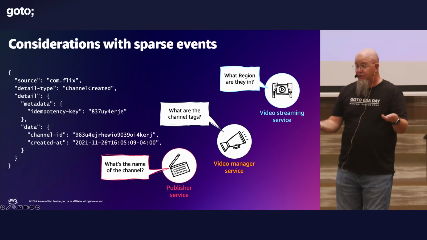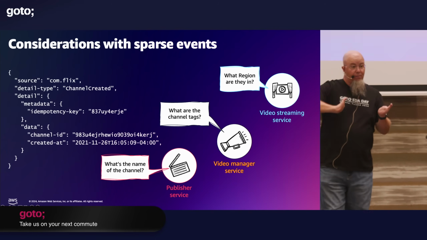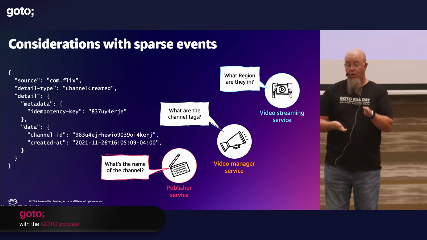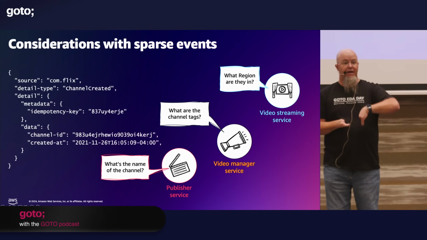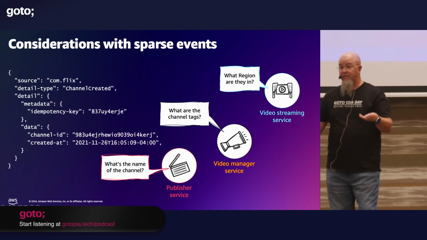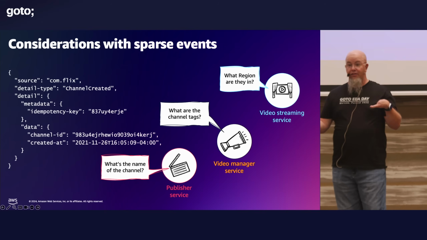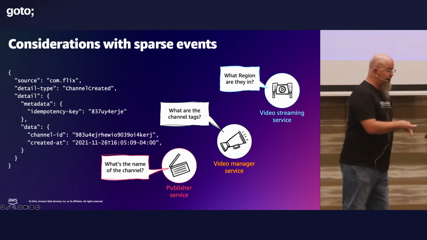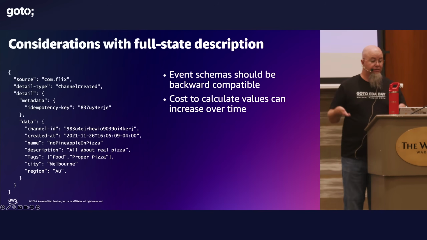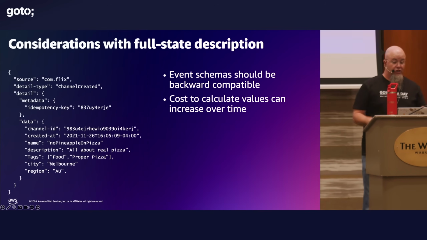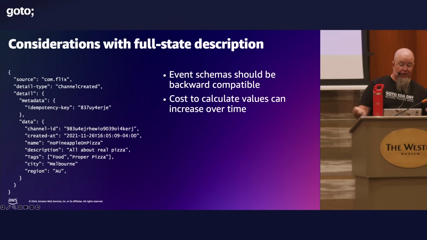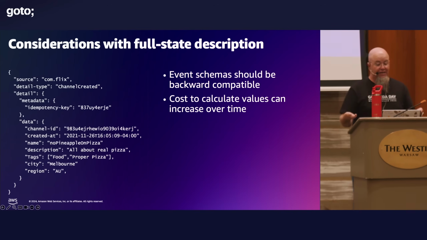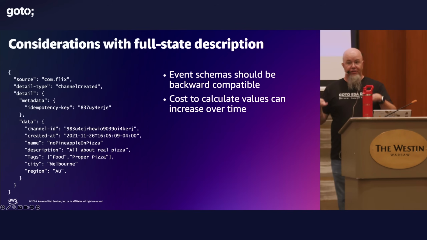So you have a couple of choices. You could say, okay, how about I cram all that data into the event? Or I can put a pointer where they can do a lookup. One is obviously less latent, but the other can be hard to maintain. All right? So when you move into full state events, there are some considerations there as well, right? So we could add this data. Here's the description, here's the tags, the city, and those kinds of things. But the thing about it is events should be backwards compatible.